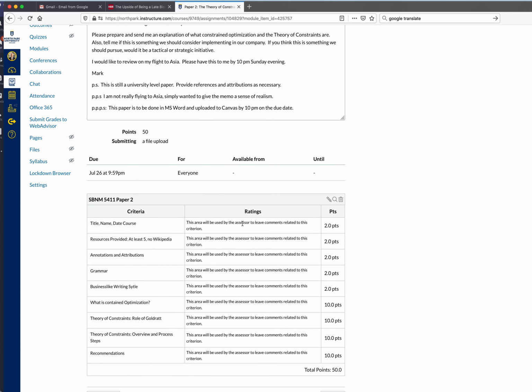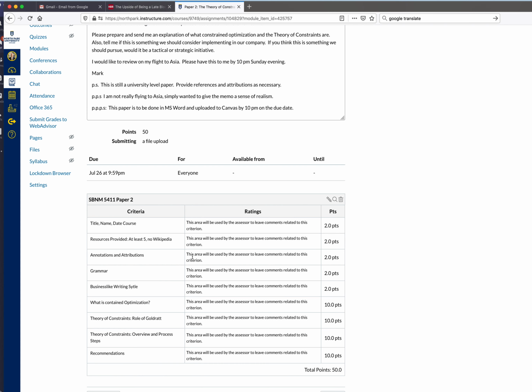Here's what I want to see in the paper, and I will grade it according to this rubric. Title, name, date, course. If you want to write it as an email, that's fine. I like that. That makes it more fun. Resources, you should have at least 5. No Wikipedia. And I'll probably settle for 4 maybe. Annotations and attributions. In other words, if you quote something, if you have a graphic, if you have steps, this, that, the other thing, tell me where it came from.